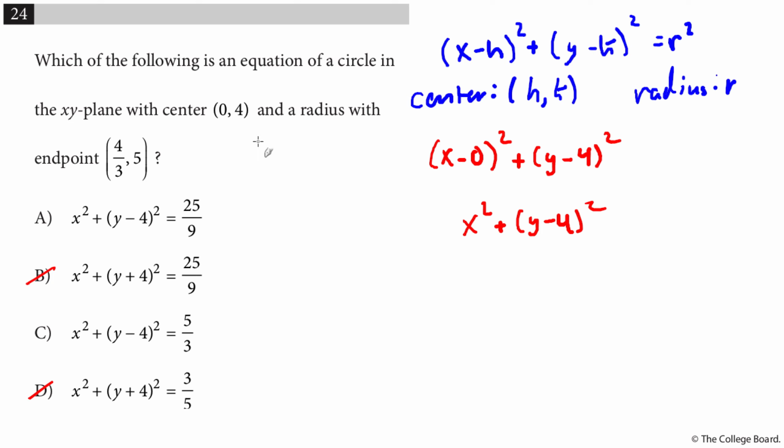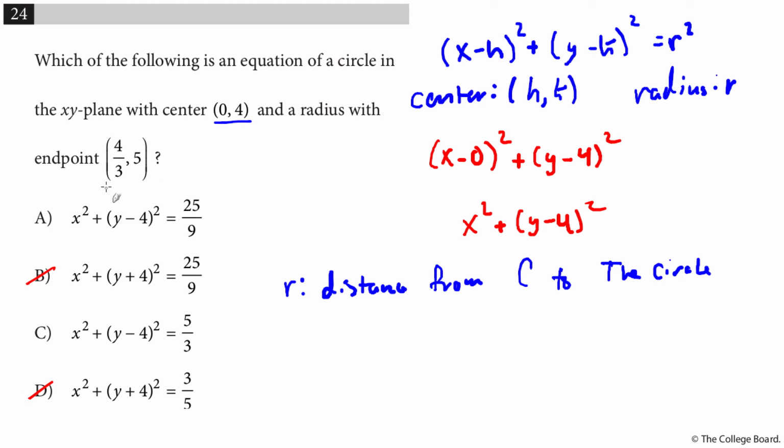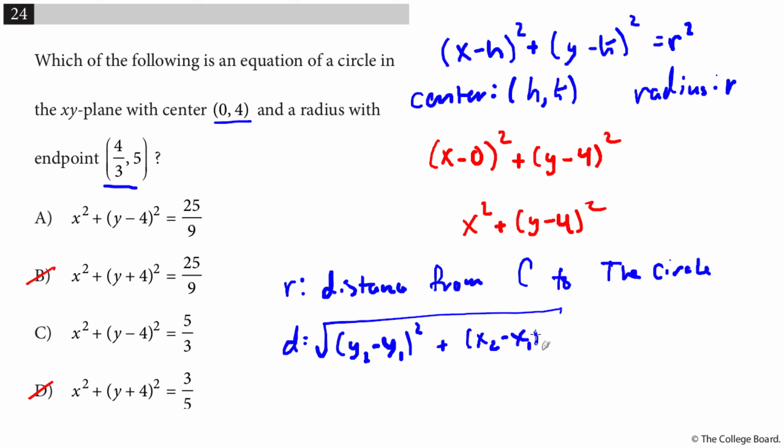So in here, to find the radius, well, the radius is just going to be the distance from the center to the circle. My center is here. A point on the circle is there, so I just do the distance formula, which means distance equals square root of y2 minus y1 squared plus x2 minus x1 squared. y2 is 5, y1 is 4, 5 minus 4 is 1.